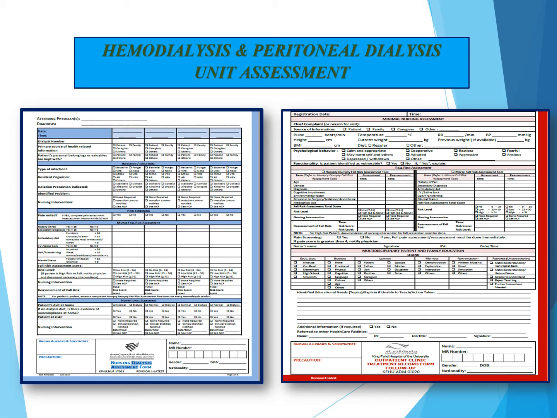When receiving outpatients in the peritoneal dialysis unit who require simple procedures, which are completed within 2 hours, the outpatient clinic treatment record form follow-up visit, KFHU ADM 01020, shall be used for minimal nursing assessment. Otherwise, for long procedures, which take more than 2 hours to complete, the nursing dialysis assessment form, KFHU-NUR 17031, shall be utilized.